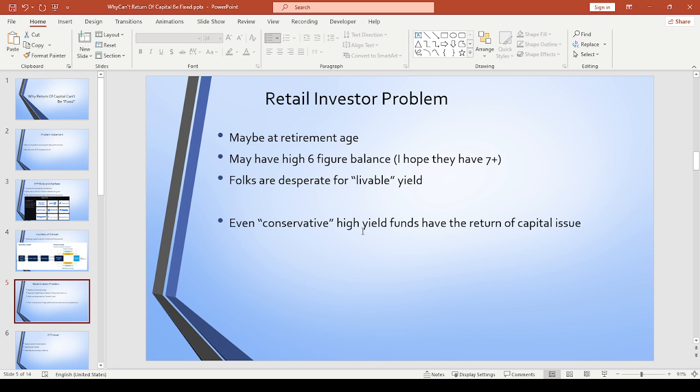And then just in general, why the return on capital issue can't be solved. This is an unfortunate problem for most retail investors, especially if you're around retirement age. Hopefully, by let's say you're 65 or older, you have a chance to have accumulated a high six-figure balance, and I really hope that you're able to accumulate at least seven or more.